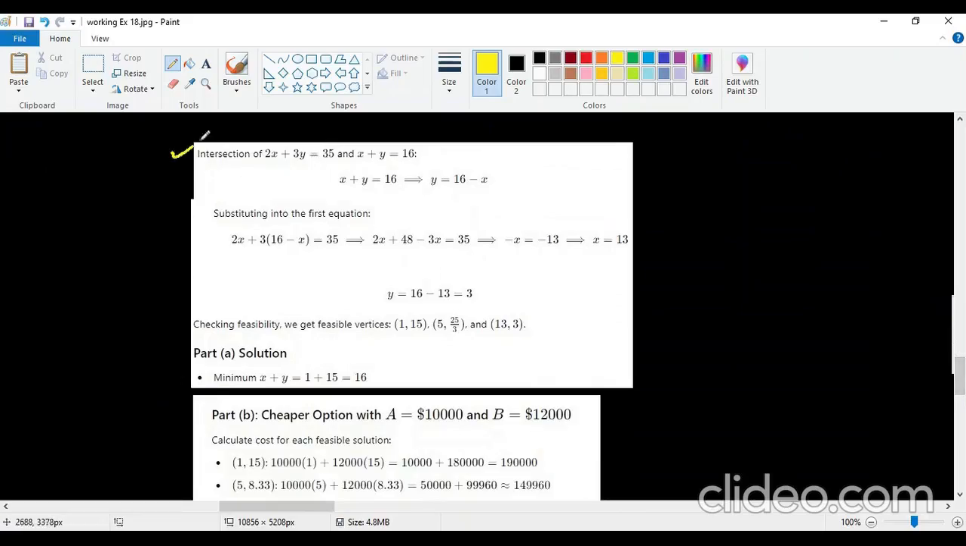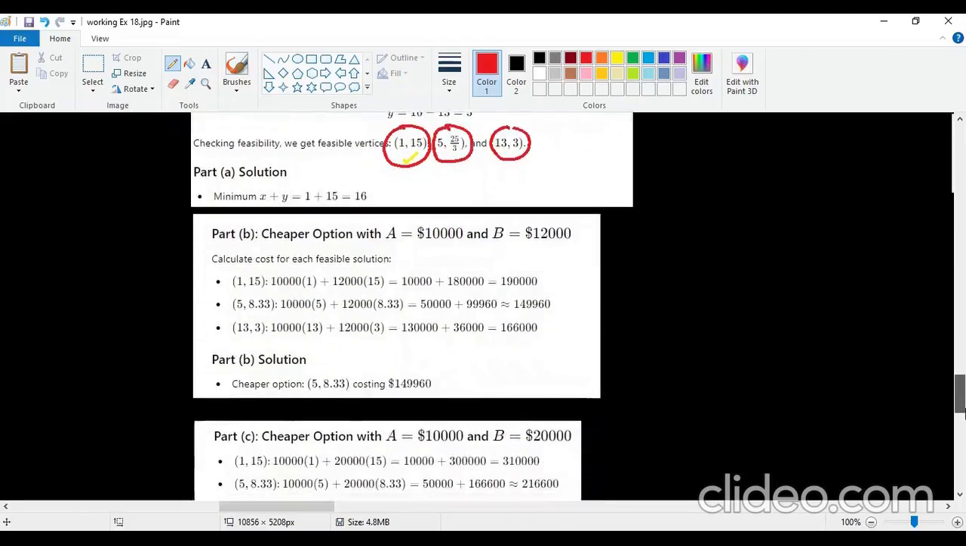The intersection of these two equations is going to give you the value, and 115 is already found out. These two are going to give you the first value and the second value. These are the 3 points where these three inequalities are touching each other. Then comes this calculation out of this one, this one. This is the answer, or the cheapest option available, 5 and 8.33.